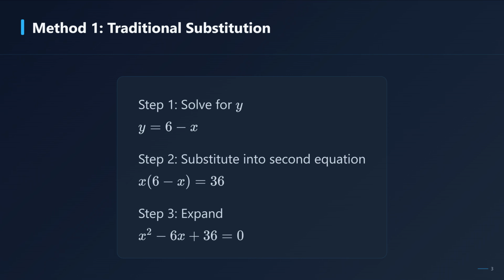Let's walk through substitution first. We solve the first equation for y, getting y equals 6 minus x. Then we substitute that into the second equation. X times the quantity 6 minus x equals 36. Expanding this out, we get x squared minus 6x plus 36 equals 0.